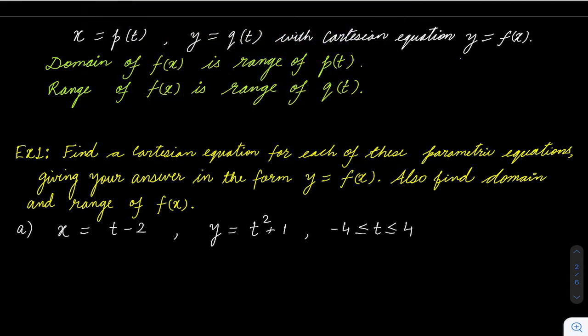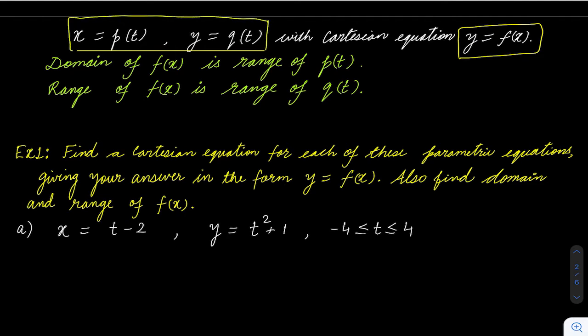So if you want to find the domain of this Cartesian equation and its equation is given in terms of parametric equations, that is x equal to p of t and y equal to q of t, then the domain, we know this, domain basically means the range of values of x. So what is the range of x? That is basically the range of p. So that's why the domain of f is the range of p.